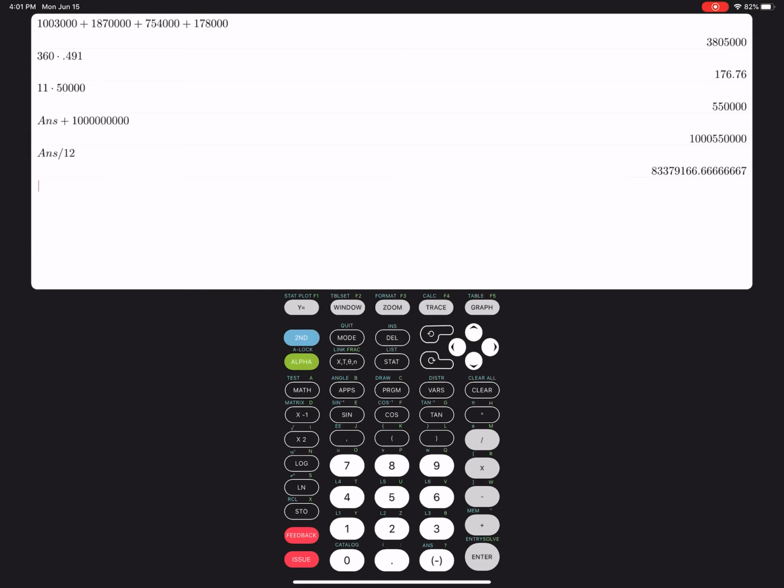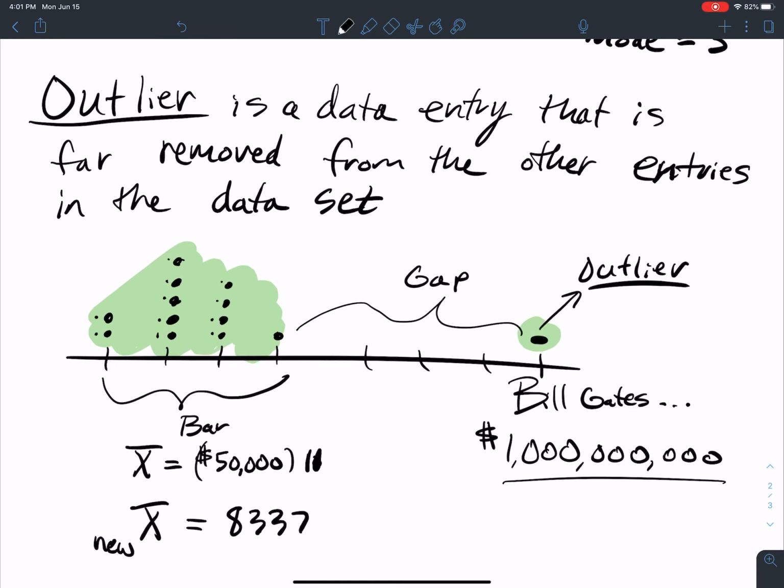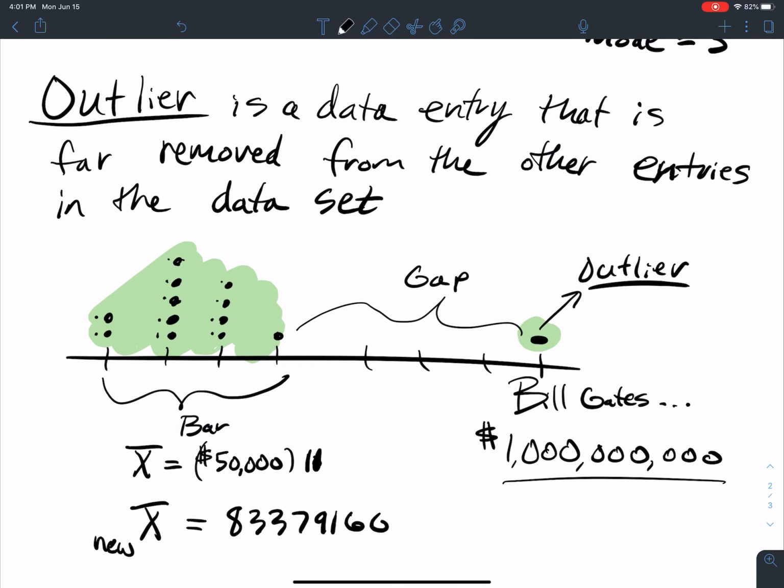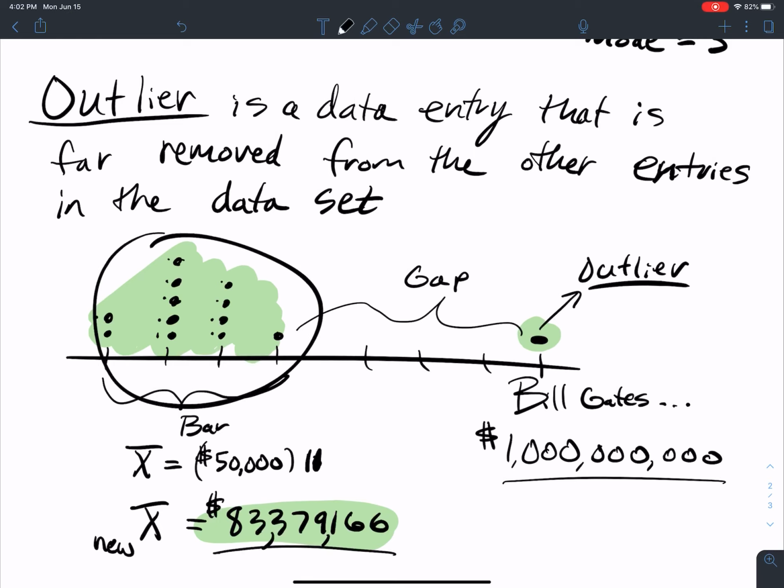And so that would be 83,379,166. So that means now the average amount of money that everyone makes in that bar is $83,379,166. Well, guess what, guys? Nobody makes near 83 million if these people are all averaging 50K, right? So the outliers can greatly affect the average.